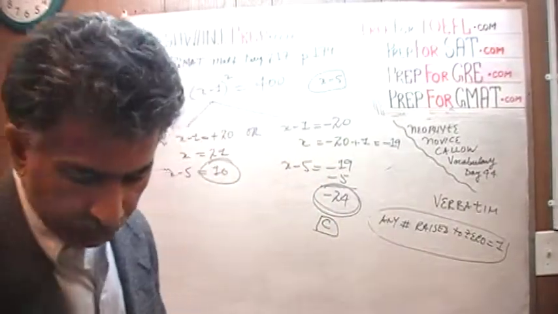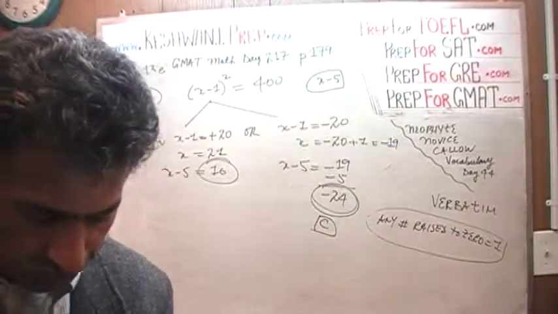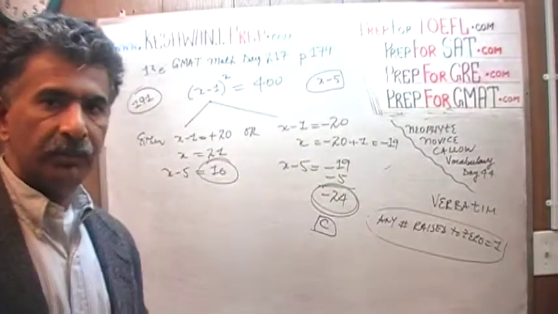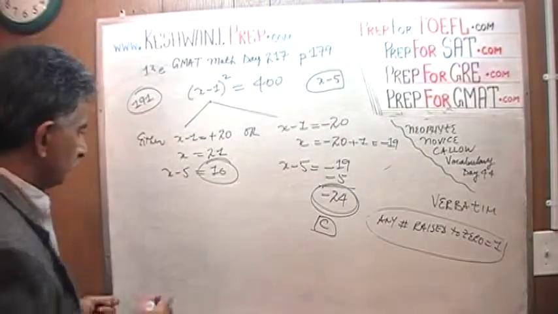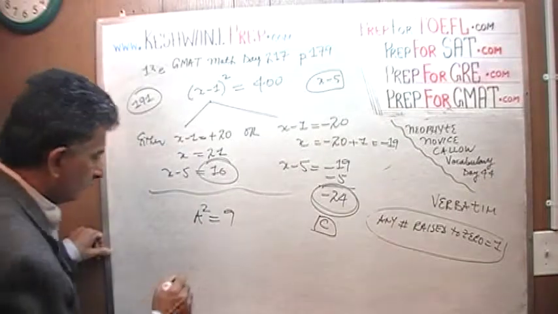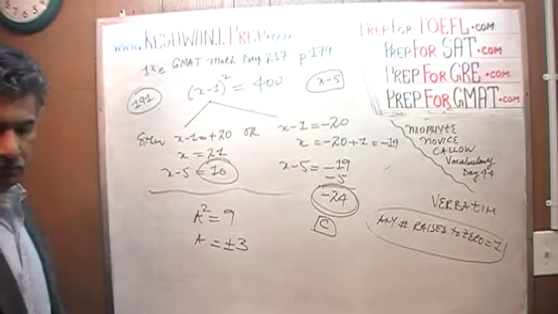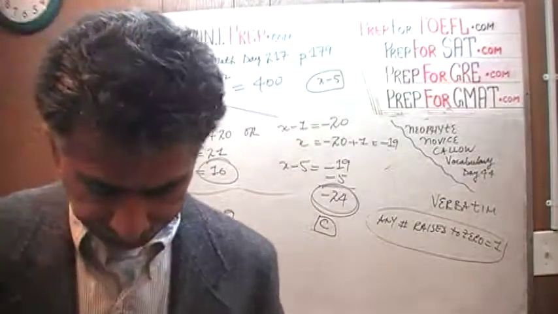As I said already many times, they're just trying to see if you remember that when you take a square root of something, you must remember your positive root and your negative root. A squared equals 9, which means a could be positive 3 or negative 3. That's what they're trying to see here.